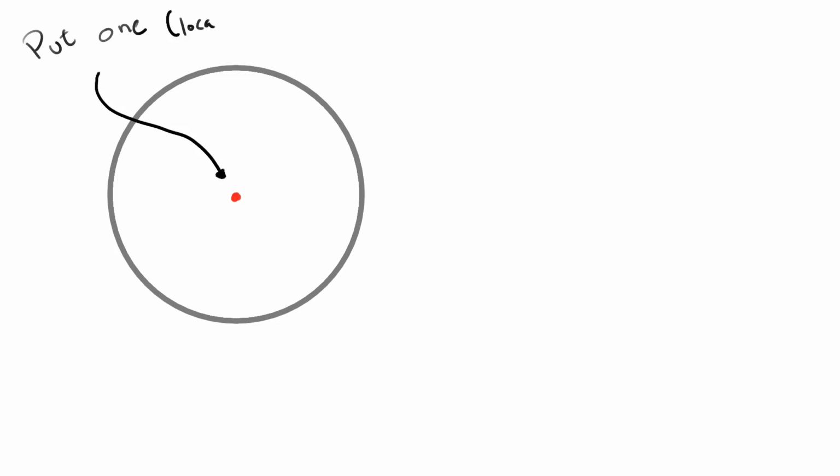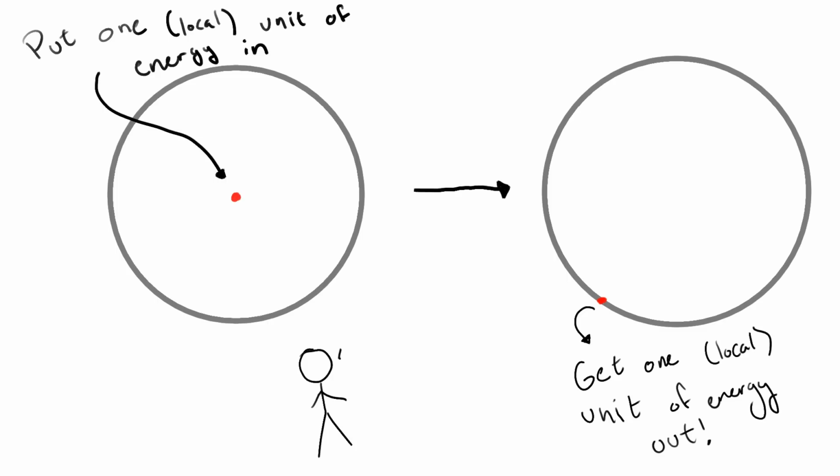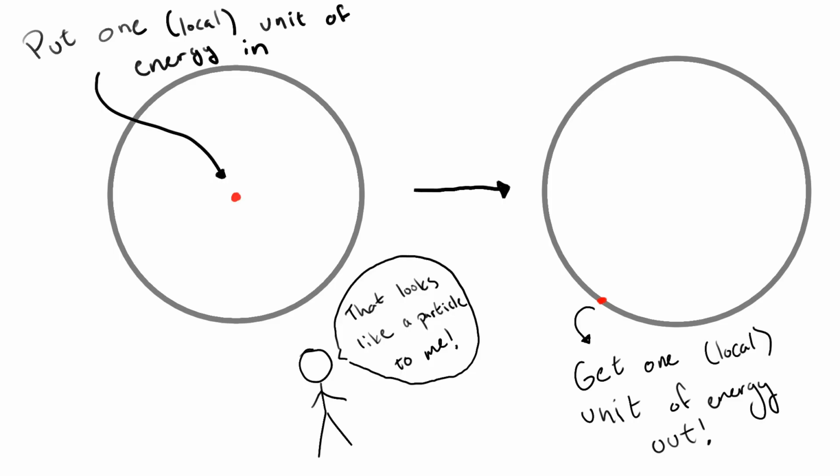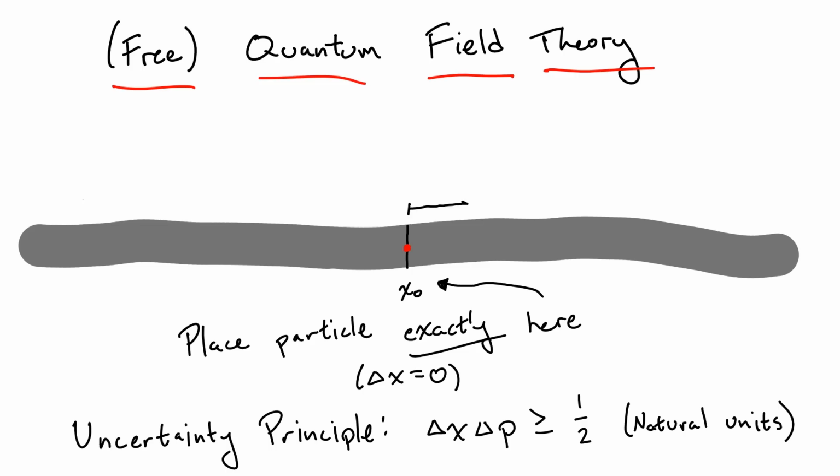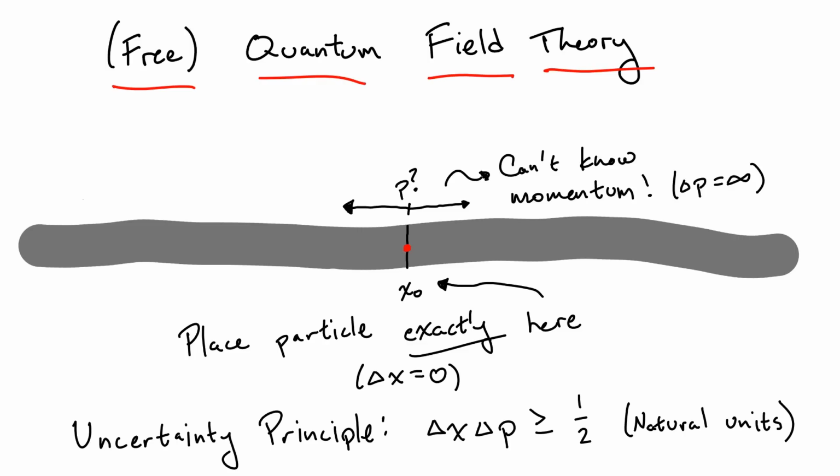So in the quantum field theory, we placed a single unit of energy at a single point, and we detected that same unit of energy at another single point. This is exactly what we would expect from a particle. We just won't be able to predict ahead of time what exactly the energy of the particle is, or where it will end up in the detector.